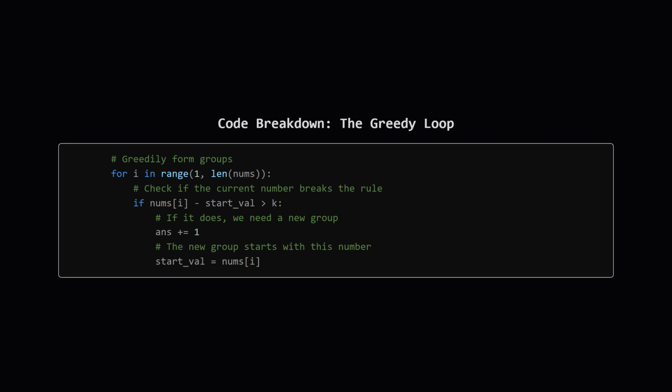When that happens, we do two things. First, we increment our answer, ans, because we're forced to create a new group. Second, we update our startVal to be this current number, because it's now the first and smallest element of our new group. And that's it. The loop continues until all numbers have been checked.